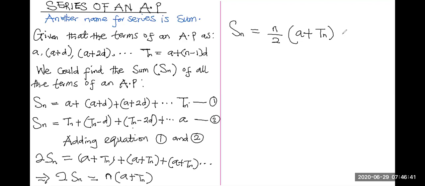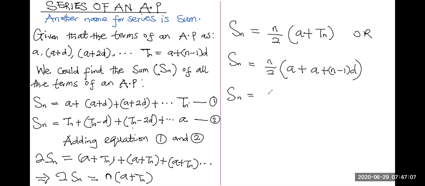Some other textbooks put it another way. Remember, your Tn is a + (n − 1)d. So you can also have Sn equals n over 2 into (a + a + (n − 1)d), where you replace the Tn and put what it is. Then a plus a gives us 2a. So you can also have Sn equals n divided by 2 into (2a + (n − 1)d). So these are the two formulae we use in calculating the sum of an AP.